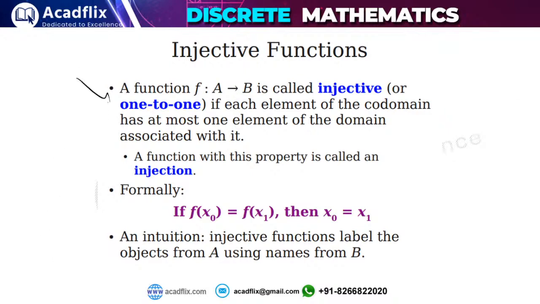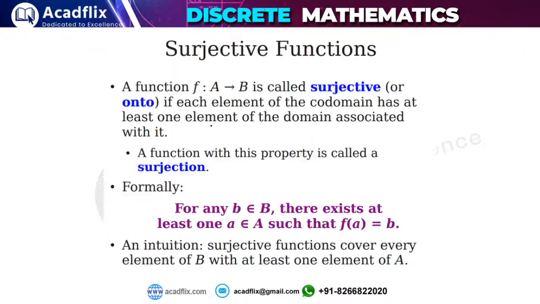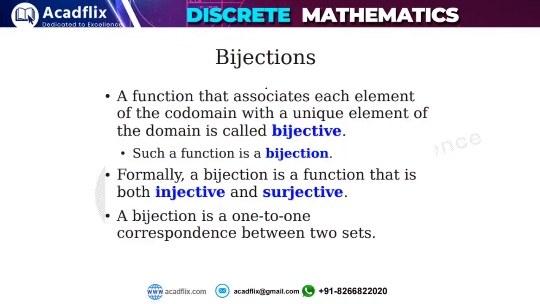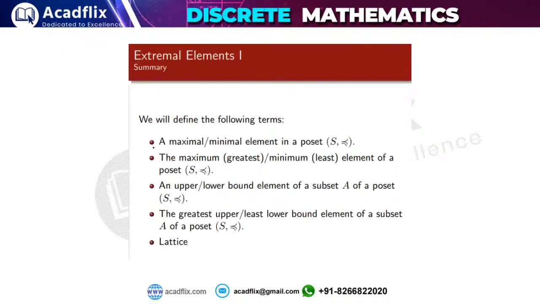So this is the injective function. Next, this is the surjective function. We have seen injection and surjection, which means bijection. Bijection is also called one-to-one correspondence. All these things we have seen: maximal element, minimal element, greatest element, upper bound, lower bound, greatest upper bound, least lower bound.